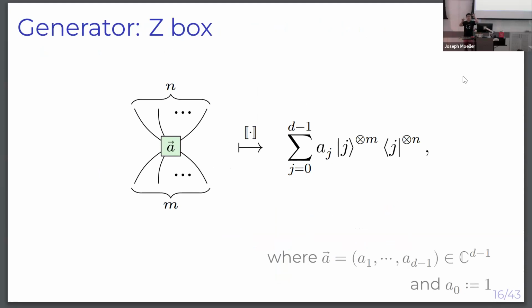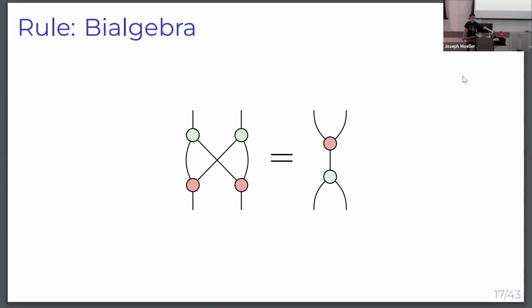And normally Z spiders have this fusion law. If you have alpha and beta, you fuse them together, you get alpha plus beta. Now you're going to get element-wise multiplication, because you're multiplying the phases together to get addition at the top. And now you're just multiplying the complex numbers directly. That's going to be useful later. There's the bialgebra rule.